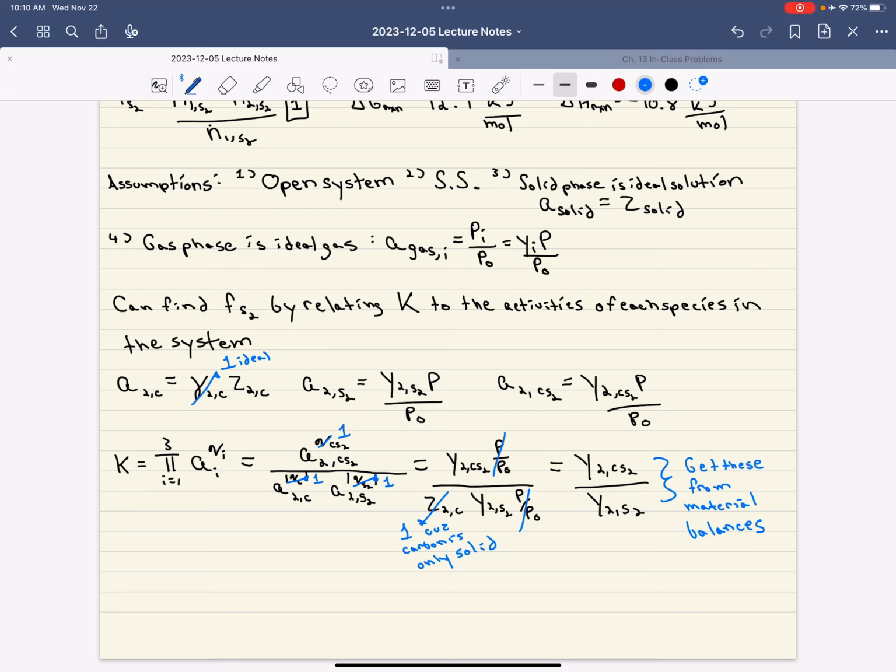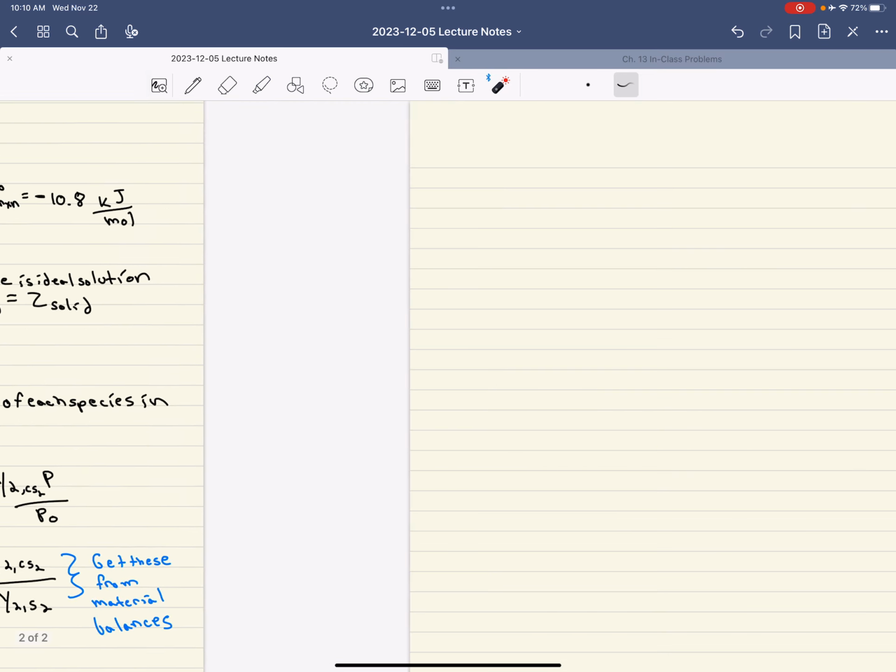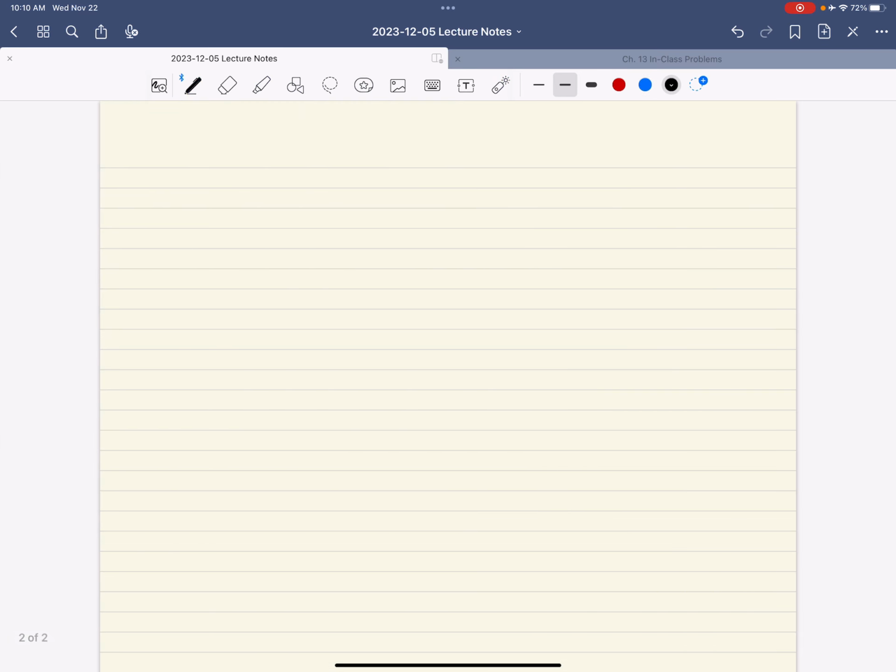So to get these gas phase mole fractions for CS2 and sulfur, we need to go through the material balance analysis for both these species. Okay? All right, so we'll start with sulfur. Remember, we're treating this system as an open system. So we have input and output, and we do have a reaction, right?